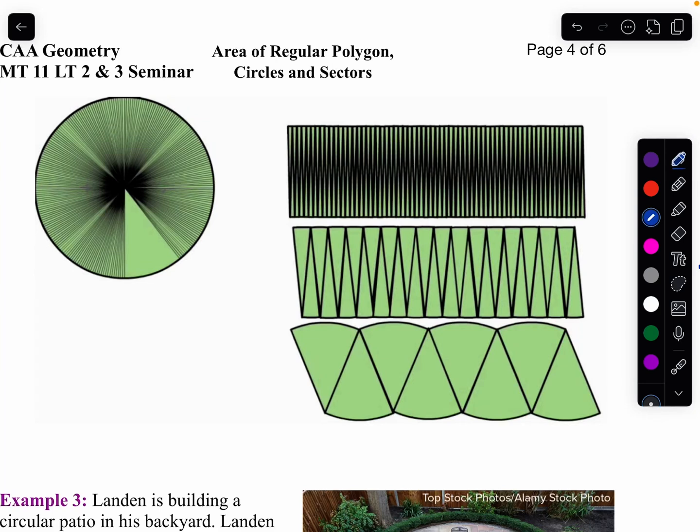Now, we found the area of a circle before, and I'll bet you if I call on you, half of you won't remember the formula. But we're going to look at how you find the area of a circle. So here's what I'm going to do.